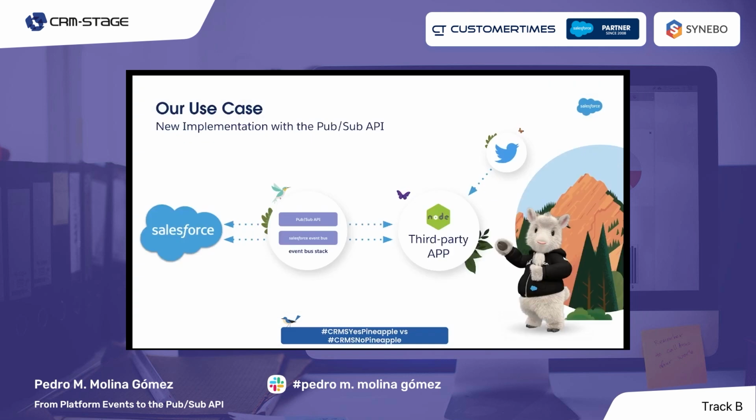Alright, now with the new PubSub API, we can take advantage of the new gRPC protocol in order to connect to the streaming API. And not only that, we can use it to publish events and also to subscribe to events, all in one library. So this will be the overview of the application we have created now.